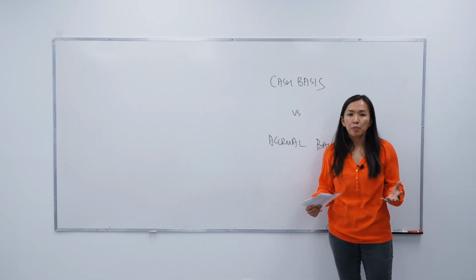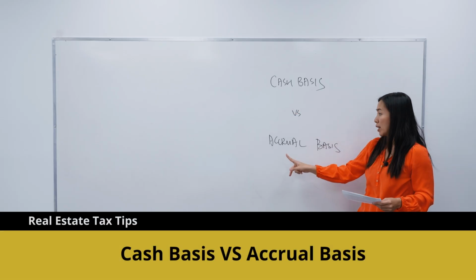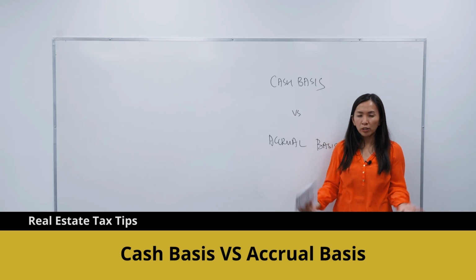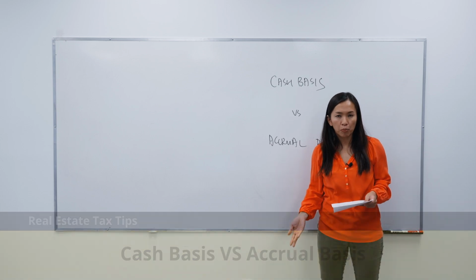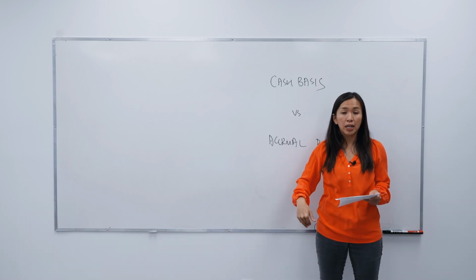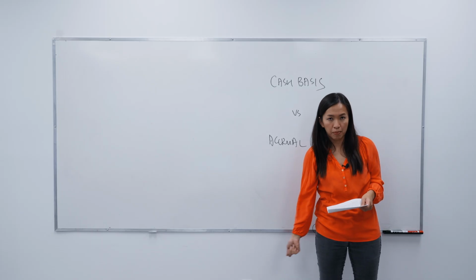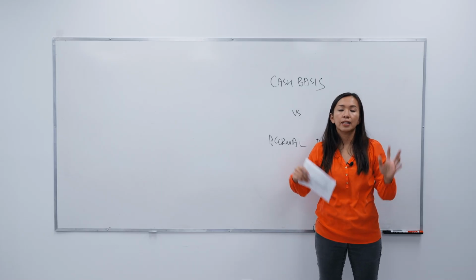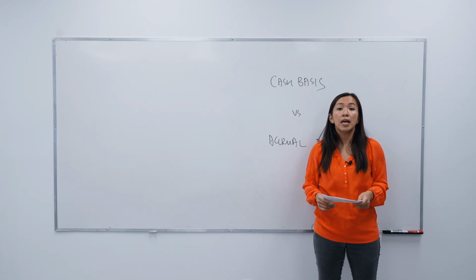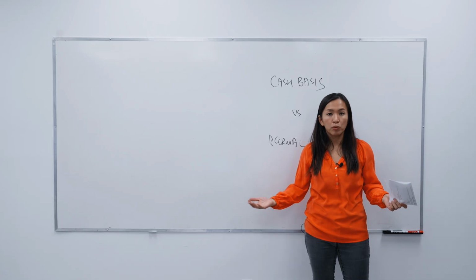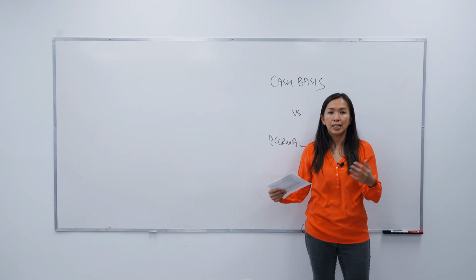Okay, CRA accepts two bases of reporting. One is cash basis. The second one is accrual basis. What do these really mean? Well, cash basis really means that you're eligible to report your rental income as you receive the income, and you're also eligible to deduct the expenses as you pay for the expenses. And the only time that CRA would accept cash basis of reporting on your rental income is if you have no rental receivable outstanding at the end of the year and no payable outstanding at the end of the year.